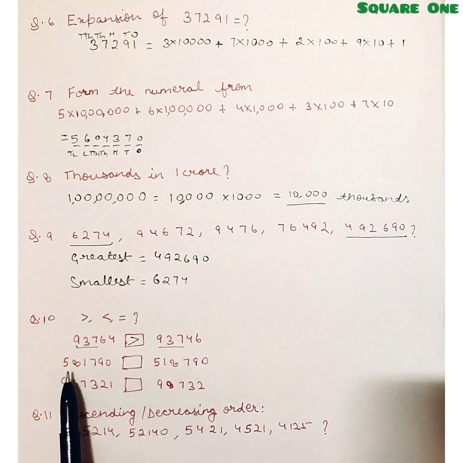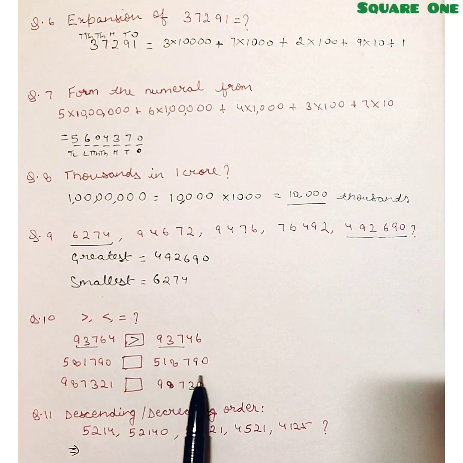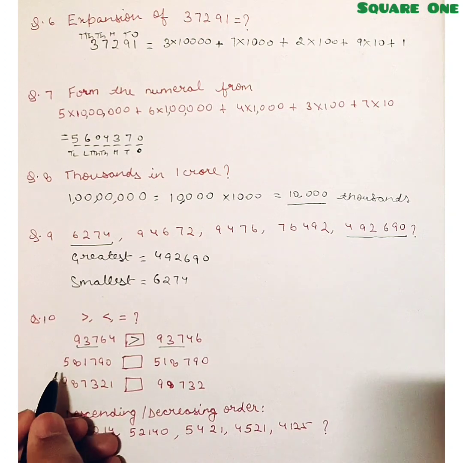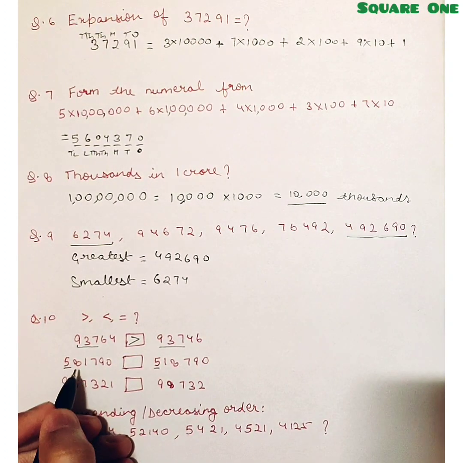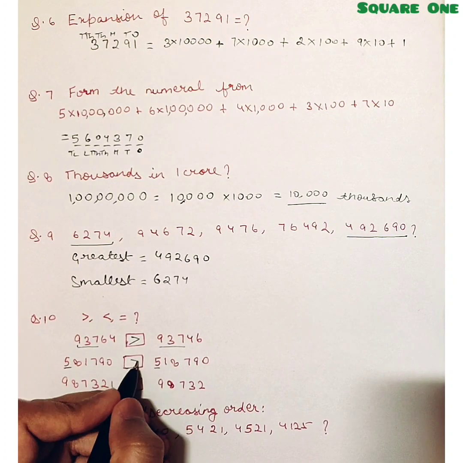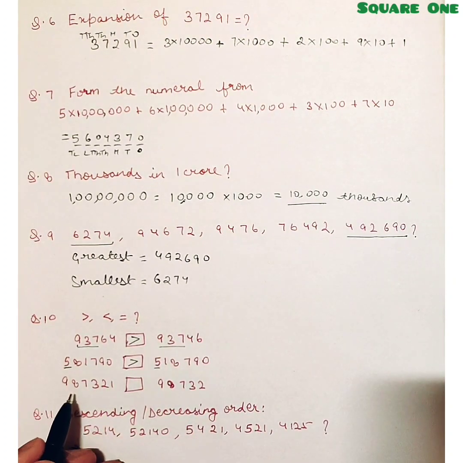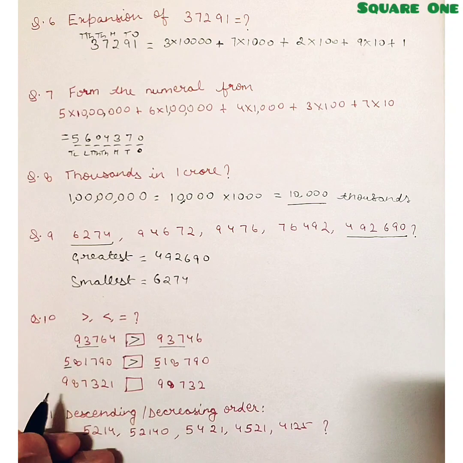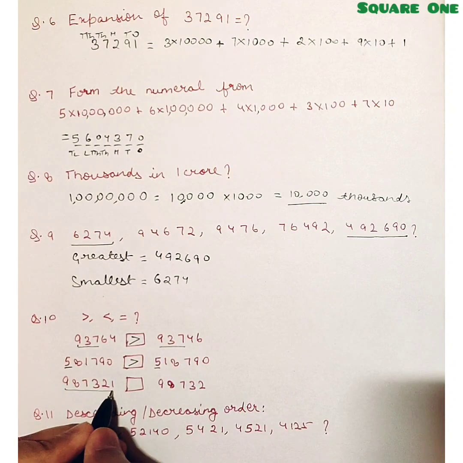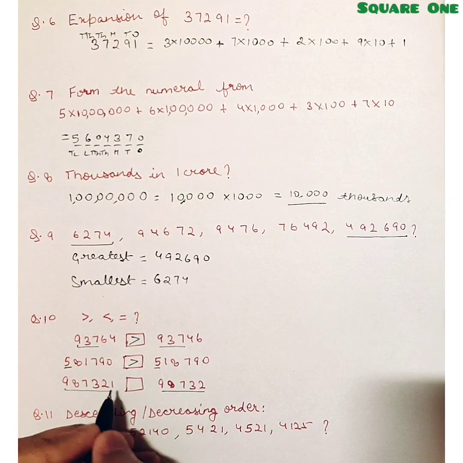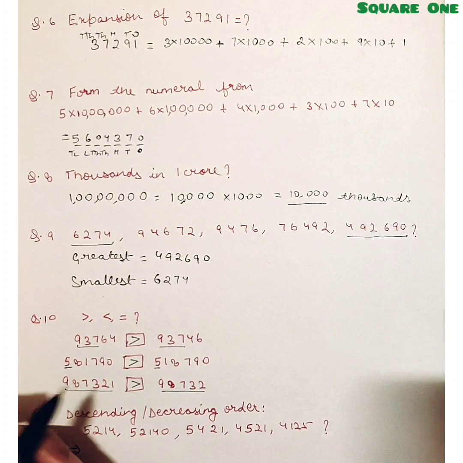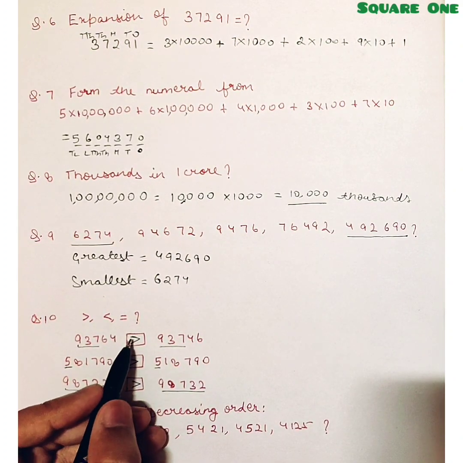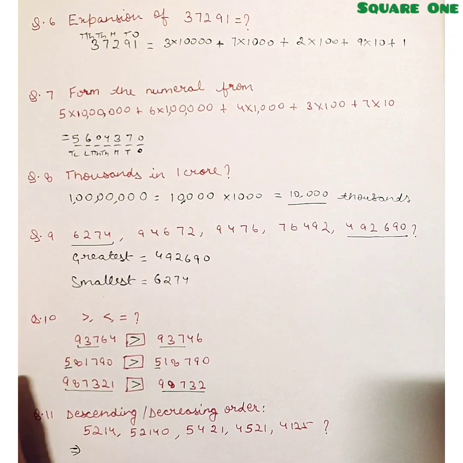And in these two numbers 581790 and 518790, there is not much difference except the first digit is common, the next digit is 8, and here it is 1, so this is greater. Okay, 987321 and 98732, again this is a 6-digit number and this is merely a 5-digit number, so this is again greater. It is merely a coincidence that all these boxes have the same sign. It is just a coincidence.